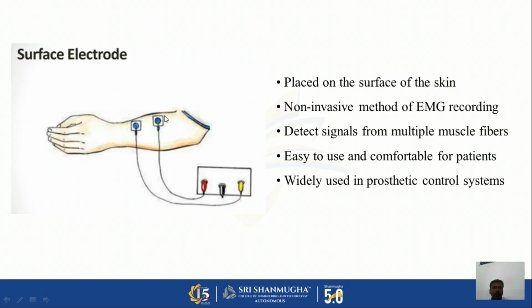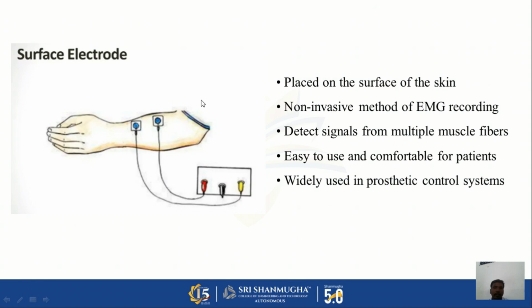So next one is surface electrode. Surface electrodes are placed directly on the surface of the skin above the muscle. These electrodes detect electrical activity generated by muscle contraction through the skin. Unlike intramuscular electrodes, surface electrodes are non-invasive and do not require insertion into the body. They are easy to use, comfortable for patients and widely used in rehabilitation engineering applications.